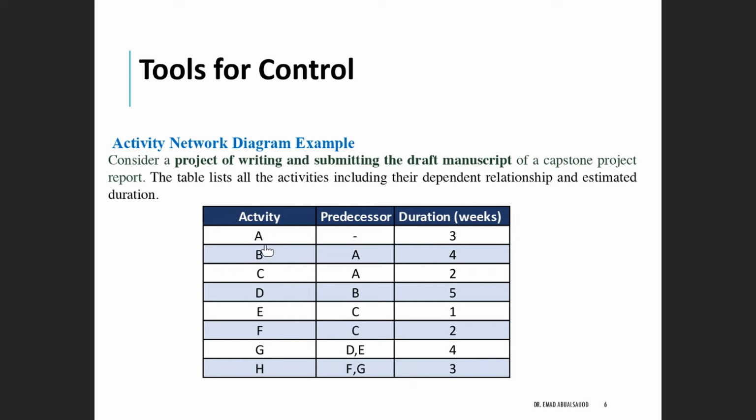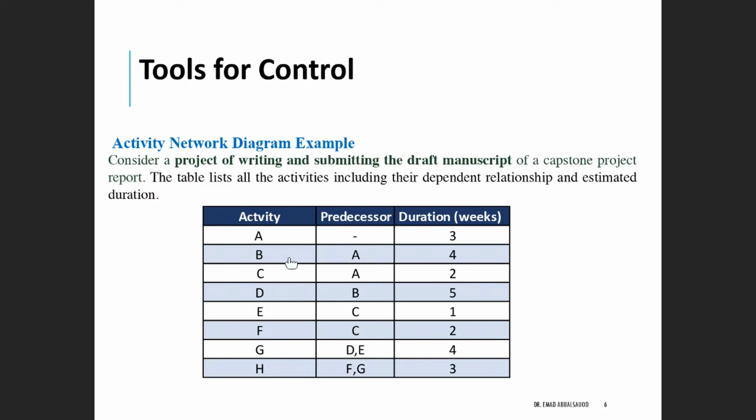You can have an additional column here to describe each activity, and it has to be one single activity, not multiple. Next is the predecessor, which is the step that has to be done previously, like the prerequisite, prior to this activity.